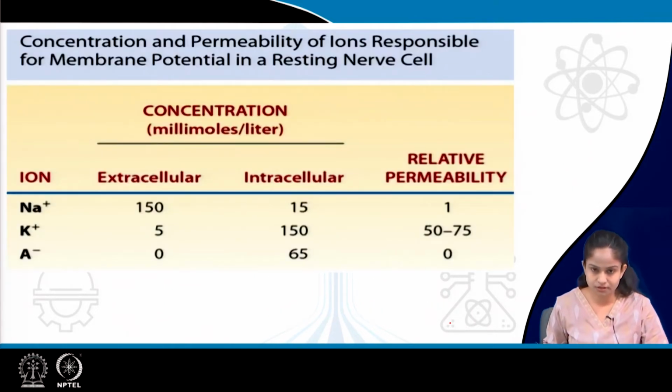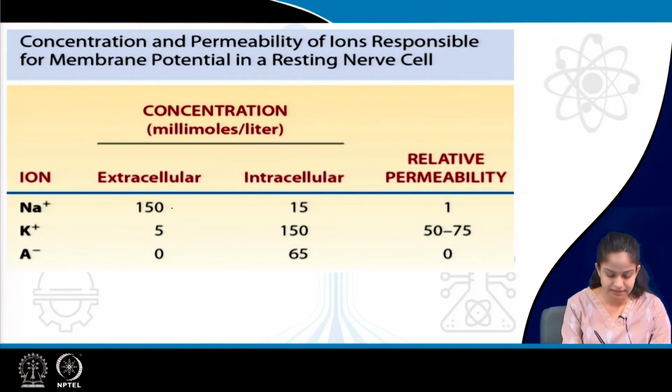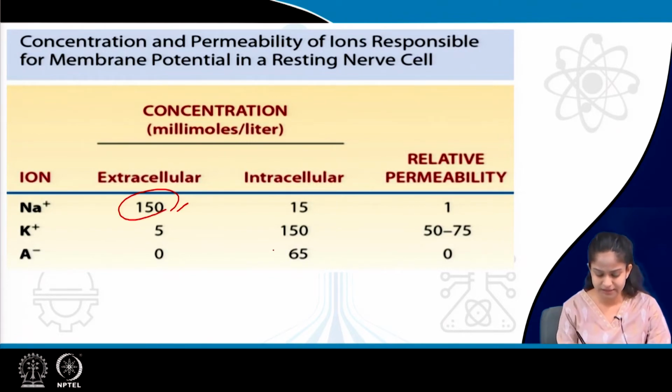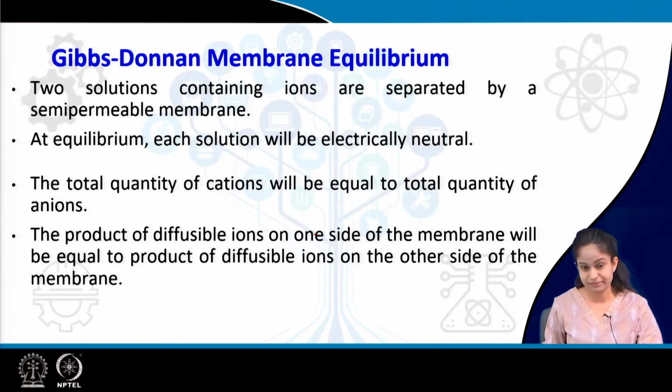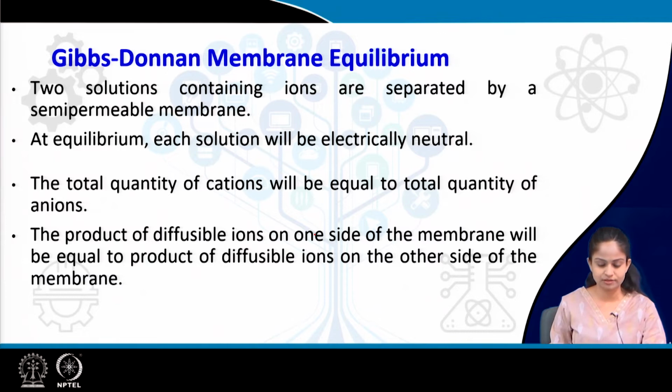Now, we already know there is an unequal distribution of ions intracellularly as well as extracellularly. Sodium ions are present in huge numbers extracellularly, and intracellularly we have potassium ions. The potassium ion concentration is very high intracellularly, whereas the extracellular fluid, or ECF, has a higher concentration of sodium ions. And as I told you, the macromolecules, proteins or larger anions are present inside the cell, that is, intracellularly. So we come to the Gibbs-Donan equilibrium.